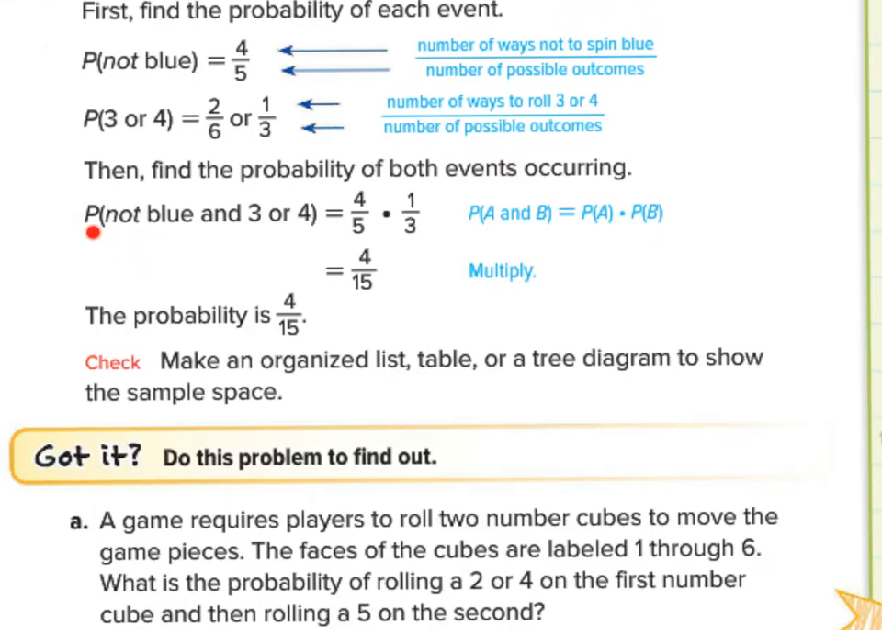So you can see here probability of not rolling a blue and the probability of rolling a 3 or a 4 are here. Not rolling a blue is 4 out of 5 and 1/3 for getting 2 numbers out of the 6 numbers, right? When you multiply those straight across, 4 times 1 is 4 and 5 times 3 is 15. Okay, the probability is 4 out of 15. You can check and make an organized list, table, or tree diagram to show the sample space.